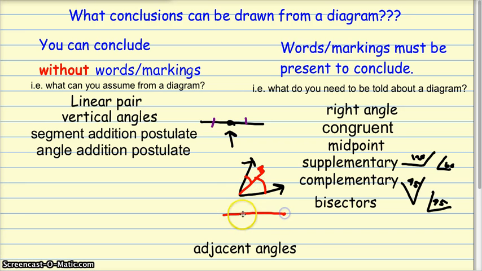Same thing with the segment bisector. If I have a segment and a line that goes through it, I just drew that. I didn't measure anything. So I'd have to mark for you that my intent was to make that in the middle. And then lastly, the idea of adjacent.